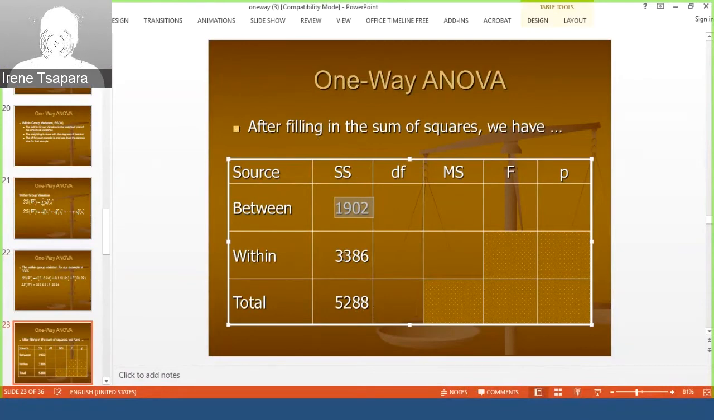The within is the sum of squares that comes from inside a sample. This is what we call basically the variation that is not explained by the difference of the populations. This is the not explained variation, while this is the explained variation, the one that makes sense, the one that comes because of the difference of the populations. The sum of them will give you the total, 5288.